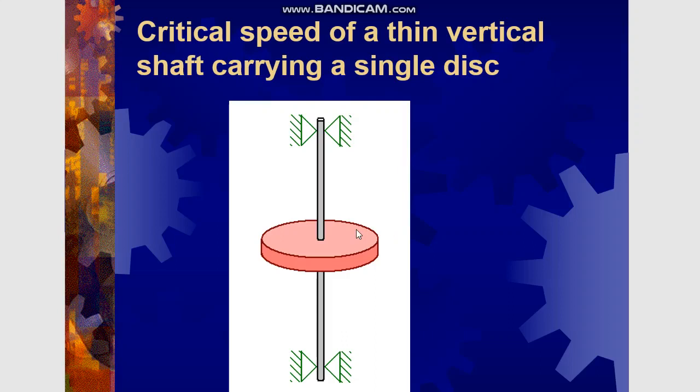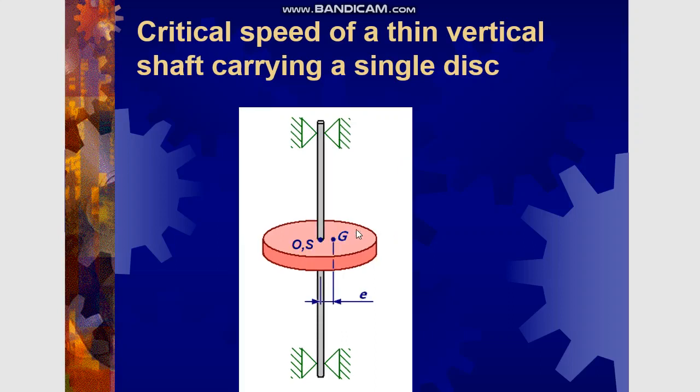Now, any practical system will have some manufacturing inaccuracies, and as a consequence, let's assume that the center of gravity of this disk, which is denoted by this letter G here, has some offset given by this e. e stands for error or eccentricity. So G is offset with respect to the shaft center, that is S, and O here is representing the axis of rotation of these bearings.